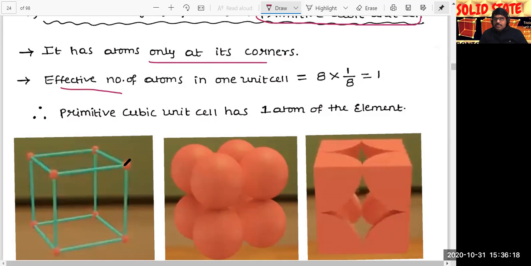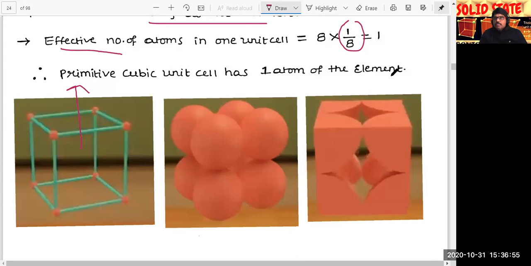All the 8 atoms belong to different unit cells. This one belongs to 8 unit cells, this one belongs to 8 unit cells, this is also belonging to 8 unit cells, as I just told you. Each corner atom contributes how much? 1 by 8. Each corner atom contributes 1 by 8 to each unit cell. How many corners? 8. That means this unit cell is getting 8 times 1 by 8, 1 by 8 from each corner. Altogether, it becomes 8 times 1 by 8, which is equal to 1.